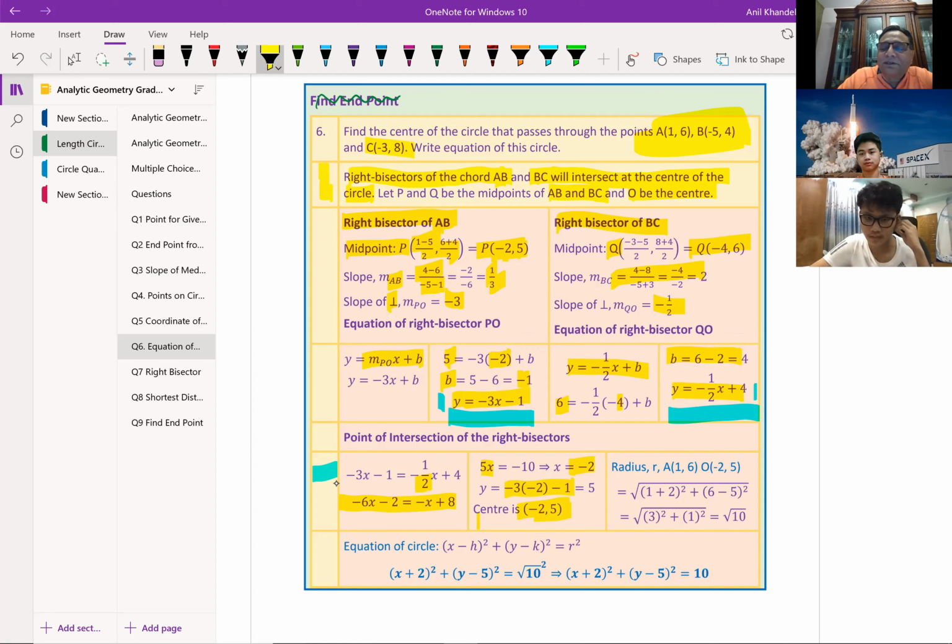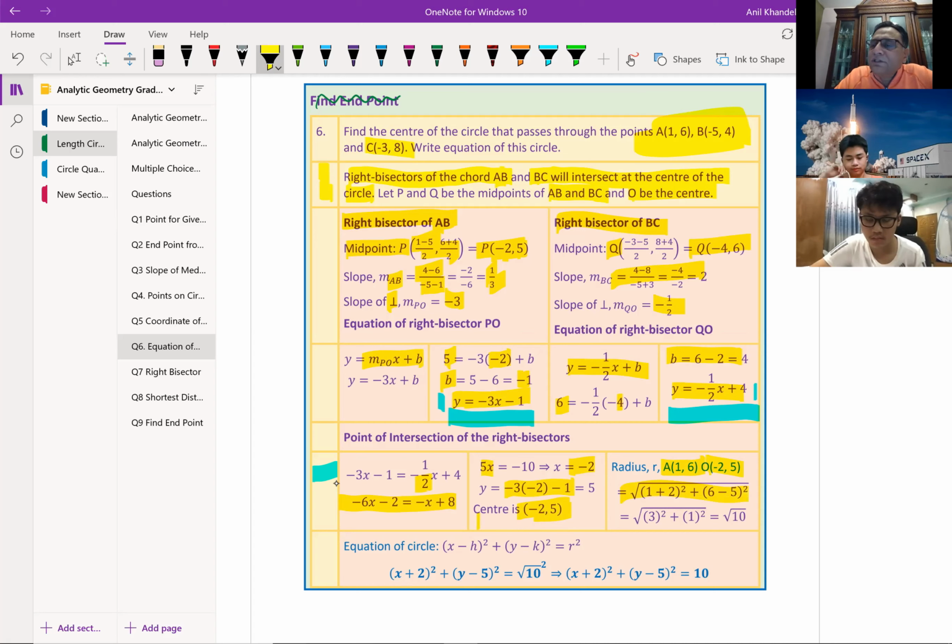So we get the center, and now to find the equation, we need to find the radius of the circle. So radius is from center to any one of those 3 points given to us. We chose A as the other point. The center is (-2, 5) as we calculated.